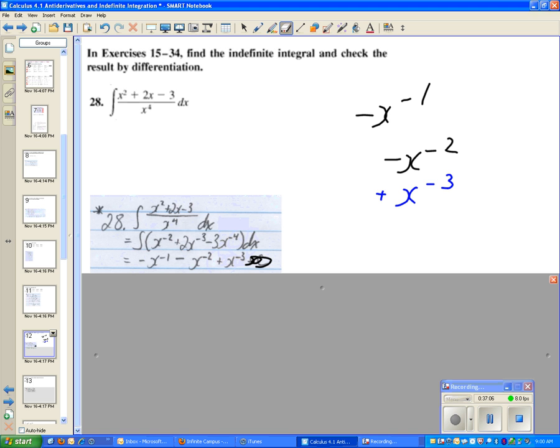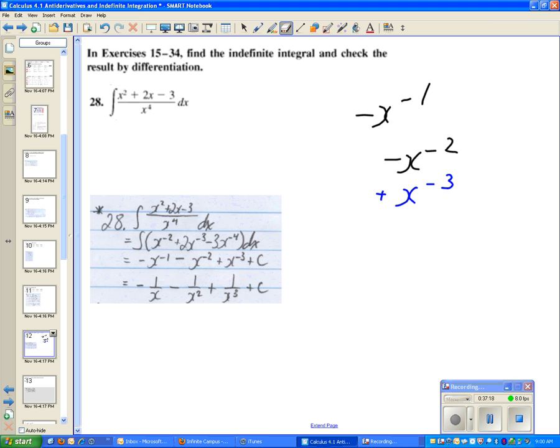And what have I left off? Should we leave the negative exponents in our answer? No. But I'm not going to make you add those fractions together.